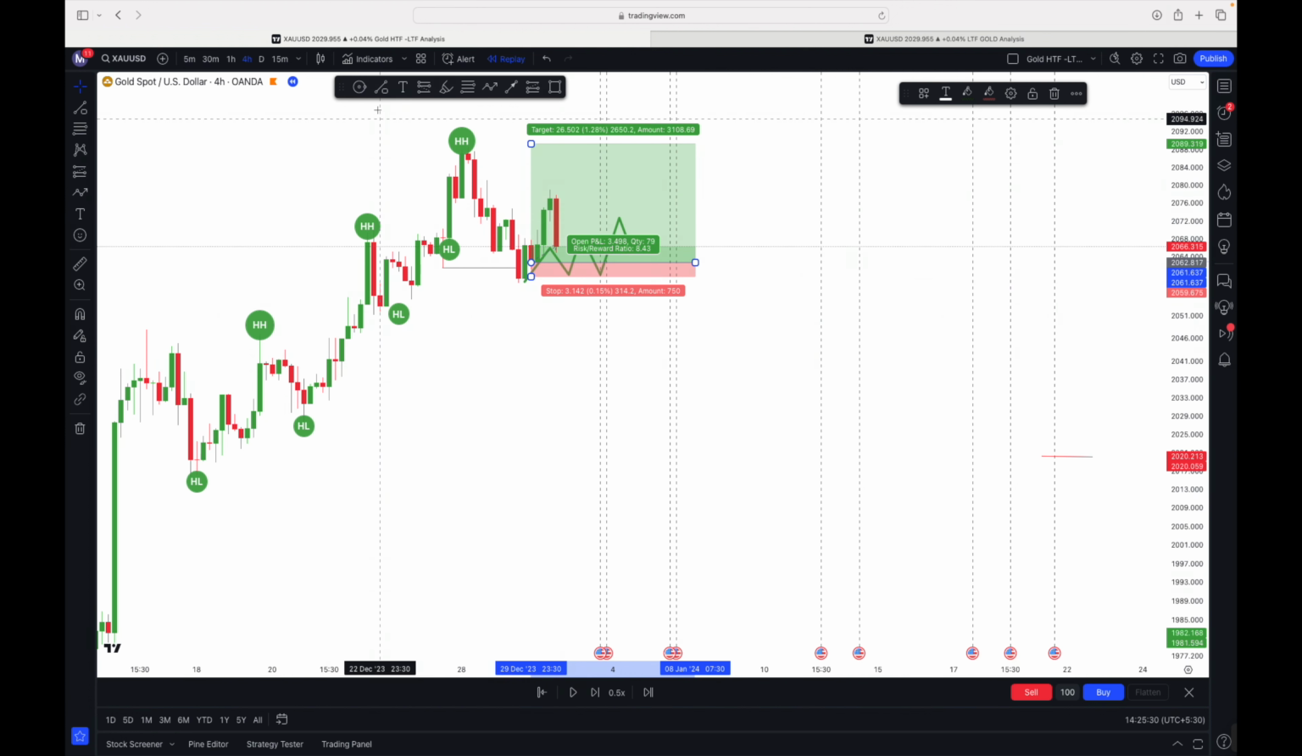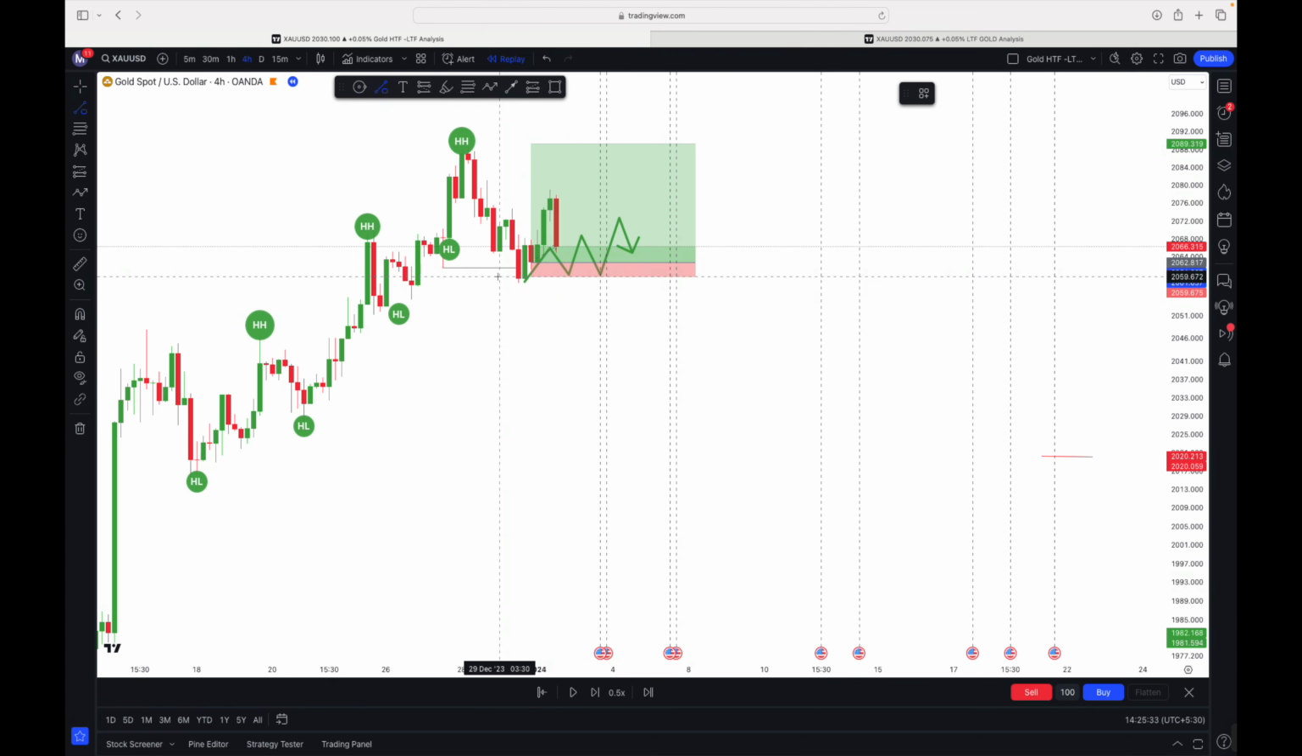So if your stop loss is here, if this is the stop loss that we created, we've created a stop loss here.